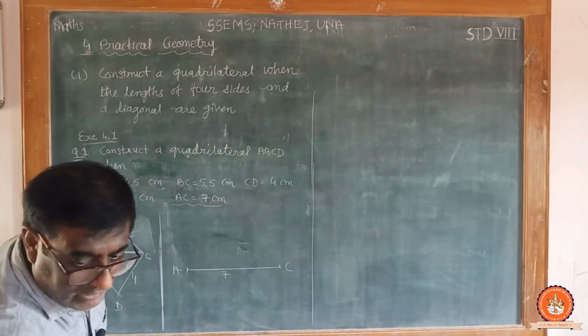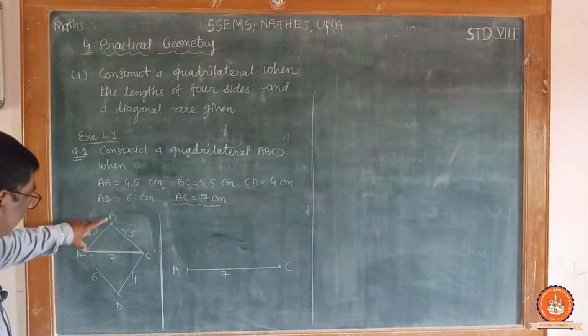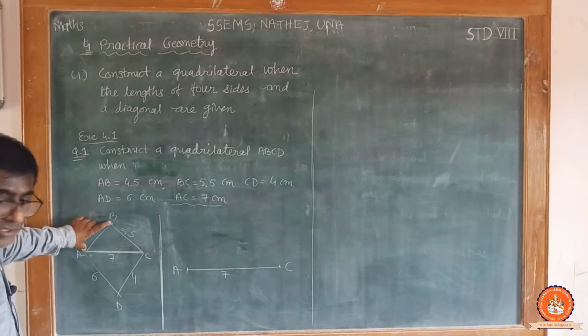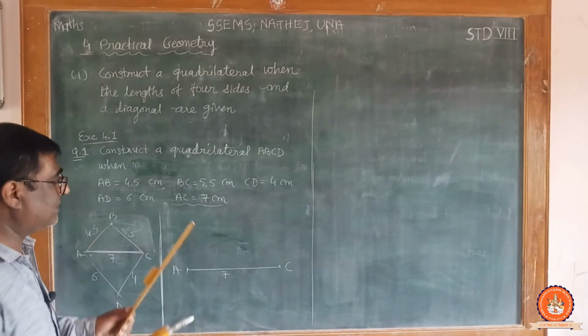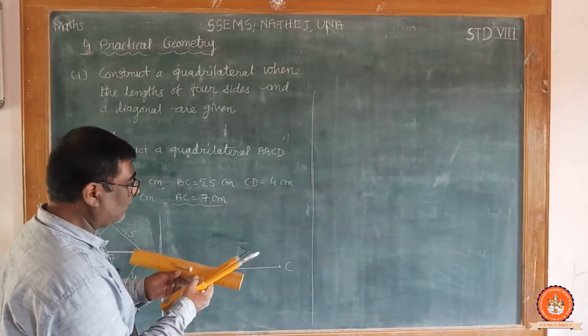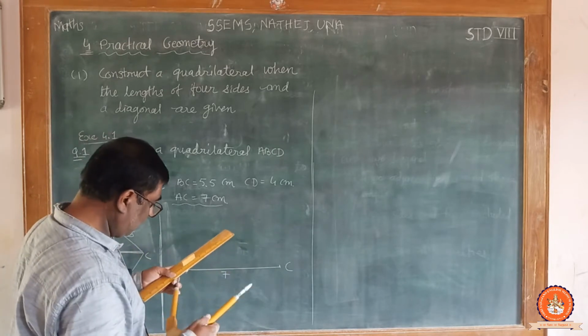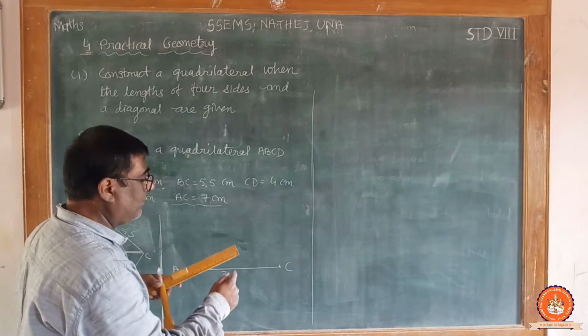Now you can see that B is 4.5 centimeters away from it. So using a scale and a compass, and taking a length of 4.5 centimeters, 4.5 centimeters.